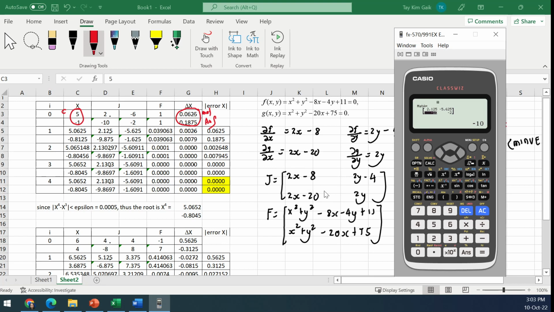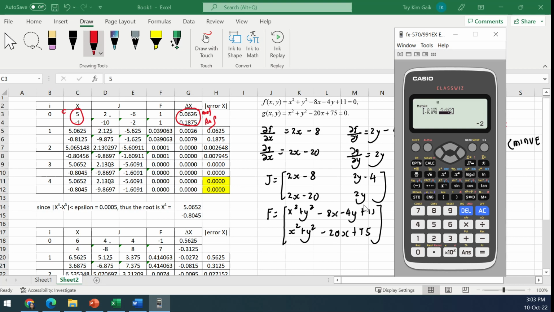Okay, and then here 2x minus 20, 2 times x is 5.0625. Oh yeah, forgot to minus 10. So 2 times x is 5.0625. Okay, minus 20, minus 20. So you get negative 9.875.